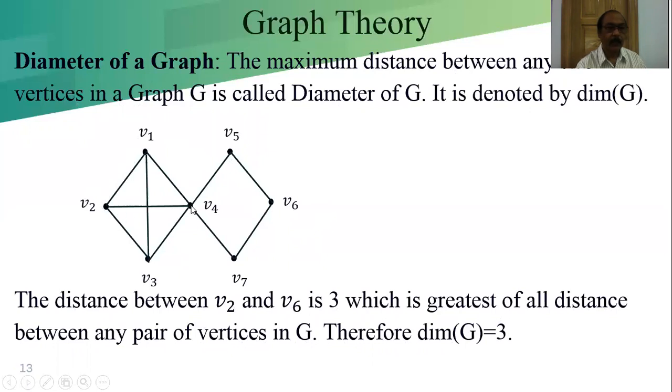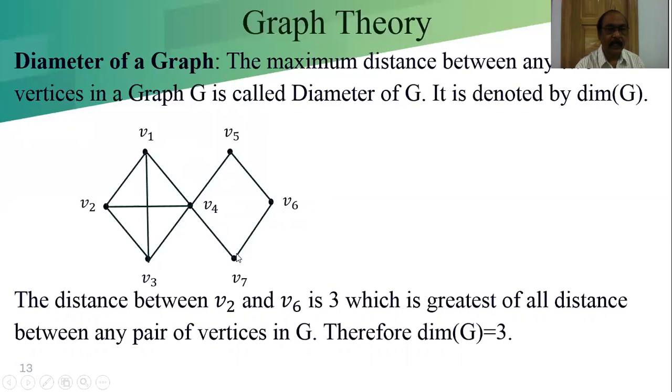If we consider V2 V4, it is 1, V2 V1 is 1, V2 V3 is 1. Now V2 V7 we got 2, and V2 V6 is 3. This is the maximum distance from V2. If we take V1 to V6, that is also 3. V2 V6 is 3, V1 V6 is also 3, and V3 V6 is also 3.